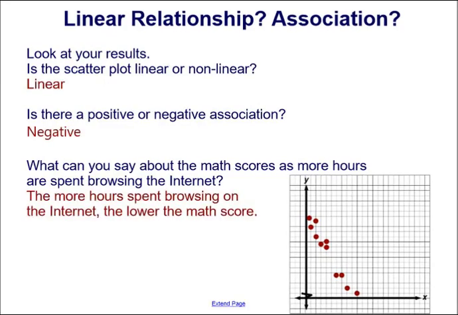Well, this data is linear. We can imagine a line that's going through most of our data points, or most of our data points are around that line. It has a negative association because as x increases, the y values are decreasing, which directly affects our conclusion. If the x values are increasing, that means more hours spent browsing on the internet by a student. If our y values are decreasing, that means the math scores are going to be lower. So the more hours spent browsing on the internet, the lower the math score a student will have.